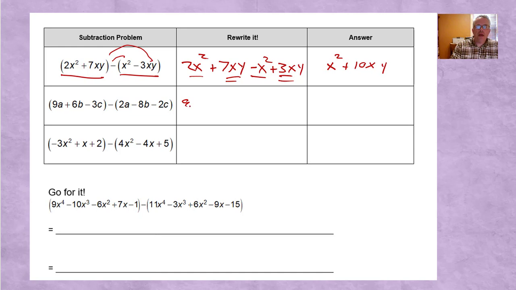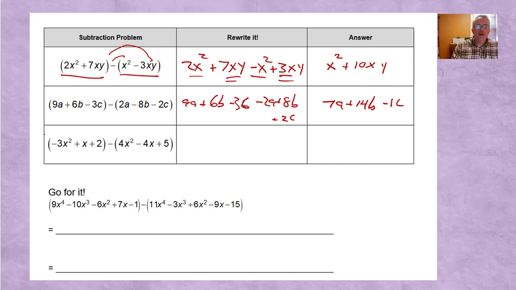Alright, we have two trinomials here. Let's write it. 9a plus 6b minus 3c, minus 2a, minus a, minus 8b is plus 8b. I'm running out of room here. Minus a minus 2c is plus 2c. Alright, if we add the a's, we get 7a. And if we combine the b's, we get 14b. And minus 3c plus 2c is minus 1c.